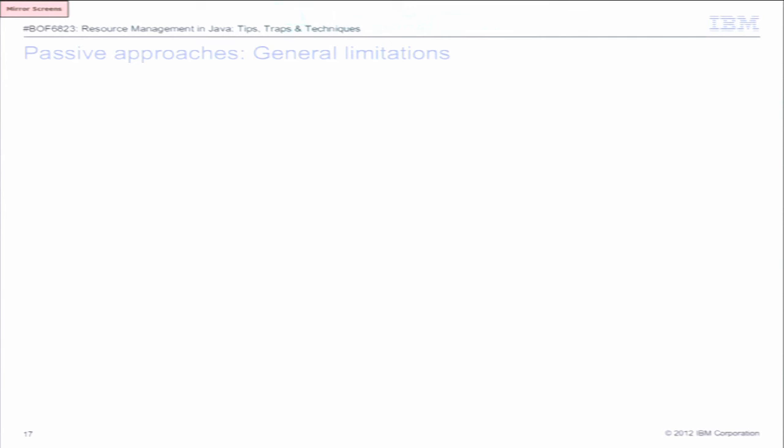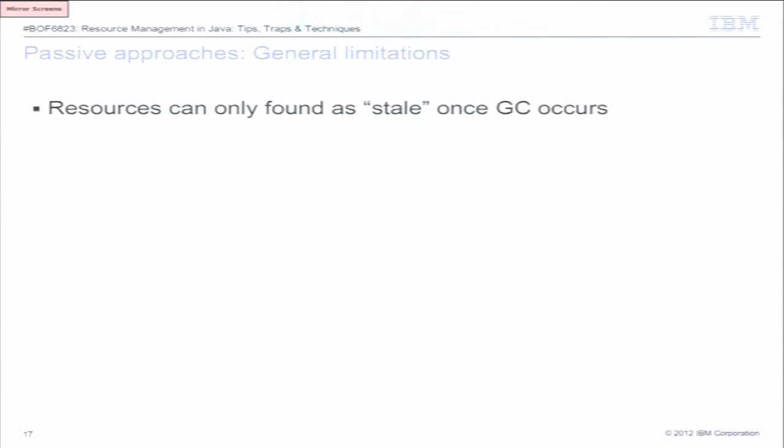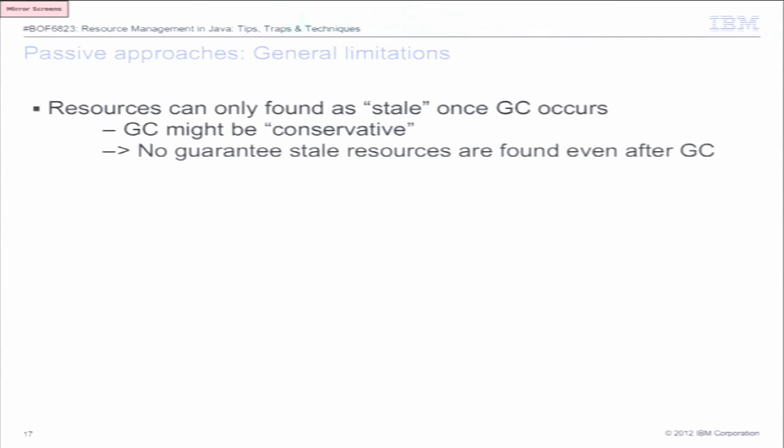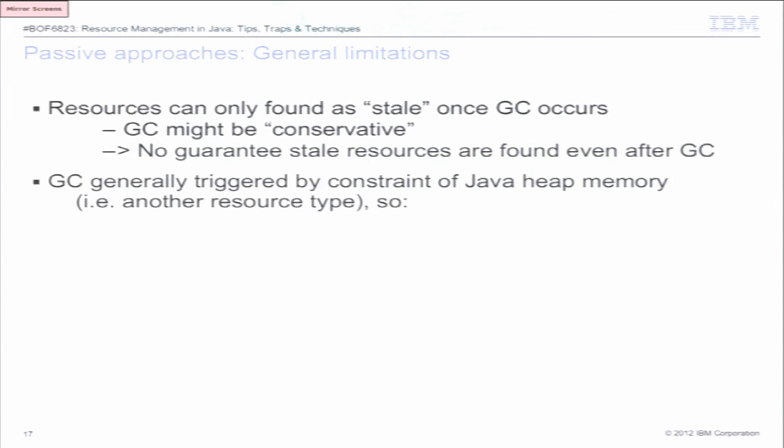So those are the two passive approaches. The general limitations here: resources can only be found as stale once GC has happened, and GC might be conservative, so there's actually no guarantee that stale resources are found even after GC has happened. GC is generally triggered by a constraint of Java heap memory, which is a different type of resource.